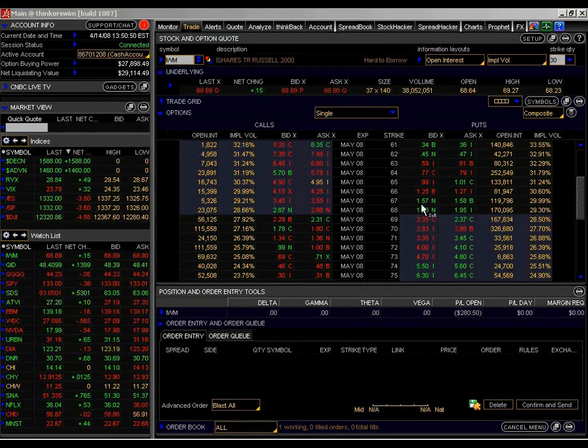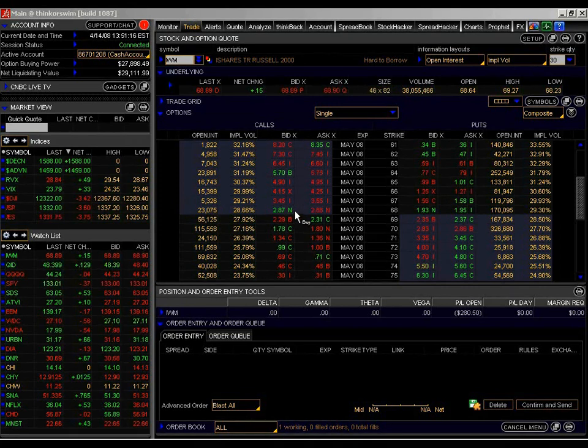The IWM is highly liquid. The option prices are really excellent. You can see that if we take a look here at the May 68 strike, there's only 2 cents in between the bid and ask. So they're really tight bid-ask spreads, and they're highly liquid. Lots of open interest on these, and they're pretty easy to get filled.